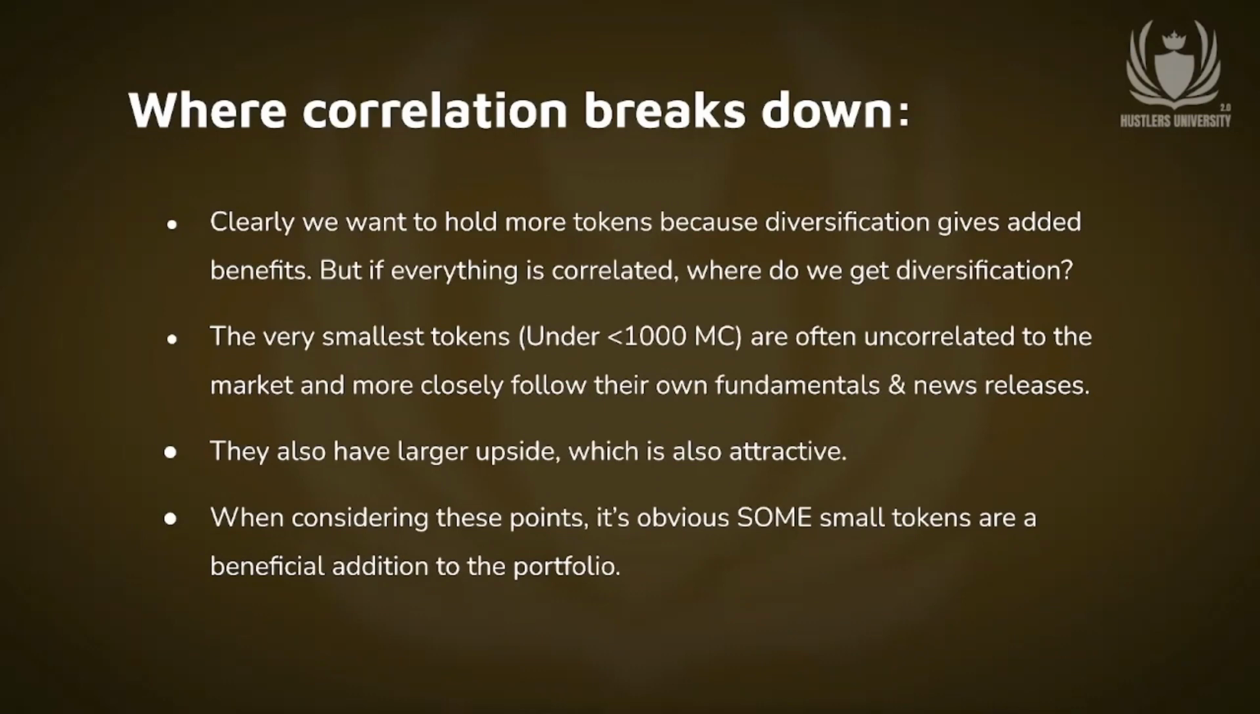Clearly, we want to hold more tokens because diversification gives added benefits. But if everything is correlated, where do we get the diversification? Well, the very smallest tokens, and I'm talking here about the ones that are under 1,000 market cap, are often uncorrelated to the market and more closely follow their own fundamentals, news releases, and hype cycles and things like this. But it's only because they're so small that they can be moved by individual whales rather than the entire market sentiment of the entire planet, for example.